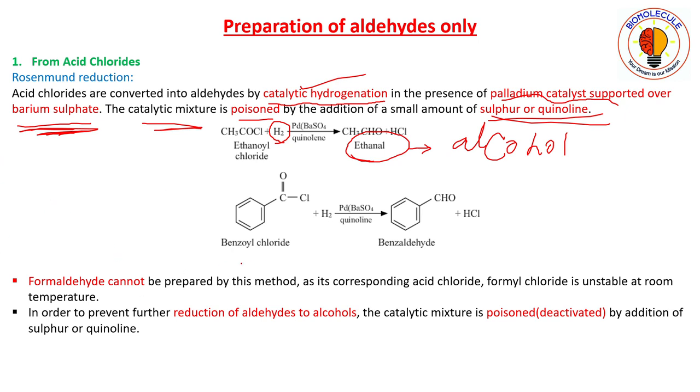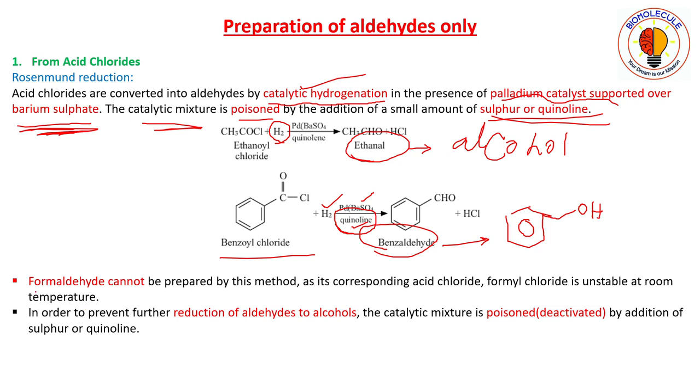Similarly, you can see here benzoyl chloride, passing hydrogen gas in presence of palladium catalyst supported over barium sulfate and poisoned by quinoline. So we are getting benzaldehyde. If we had not given quinoline, then benzaldehyde would further reduce to benzyl alcohol. This is benzyl alcohol.